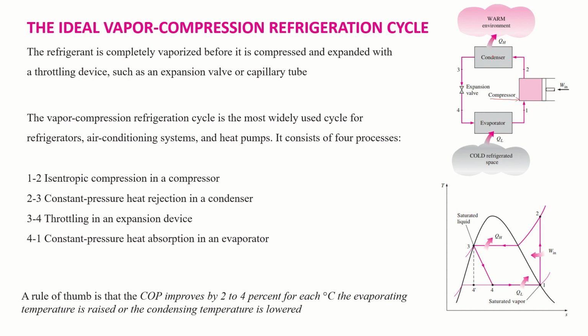And if this process is done at constant pressure, and when the refrigerant leaves the condenser, it is in the liquid form and its temperature is dropped. After leaving the condenser at stage 3, the refrigerant is completely in the liquid form, and then it is passed through expansion valve.